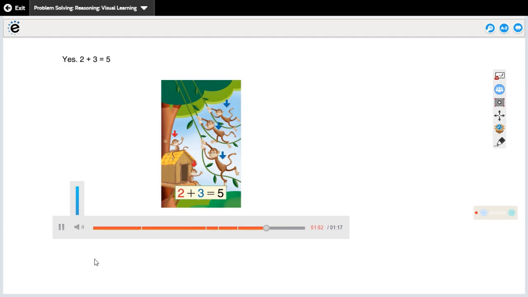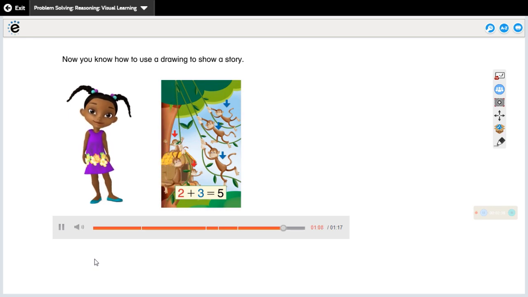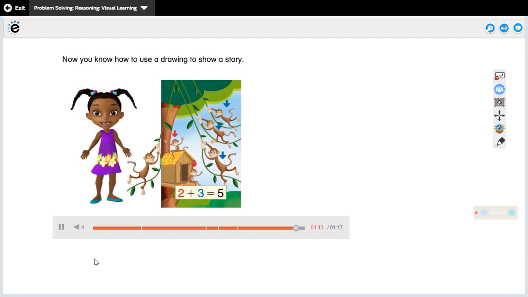Yes. 2 plus 3 equals 5. Now you know how to use a drawing to show a story. I like using stories to solve problems.